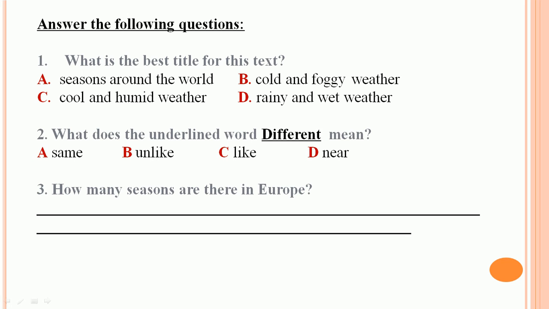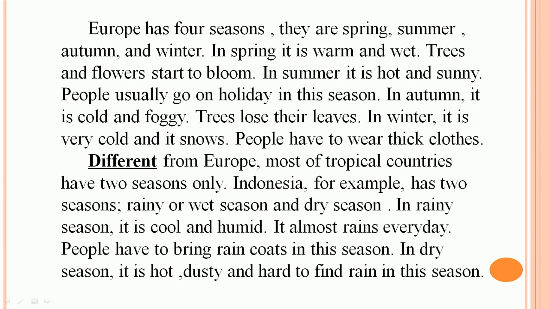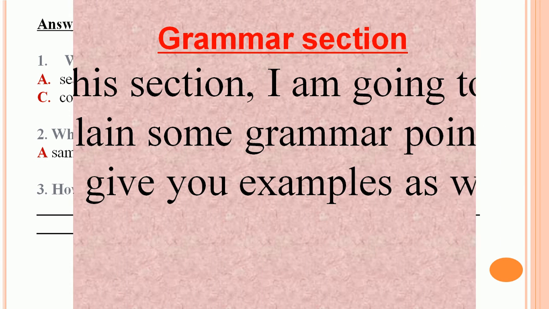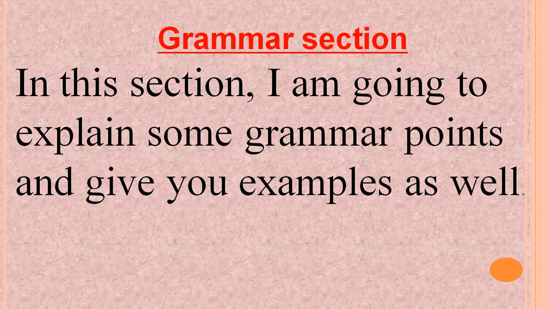So the number of seasons is required here. How many seasons are there in Europe? So we would like to know the number of seasons in Europe. Let's go back to the passage again. Spring, summer, autumn, and winter. So how many seasons are there in Europe? 4 seasons. Okay, now let's move to grammar section.